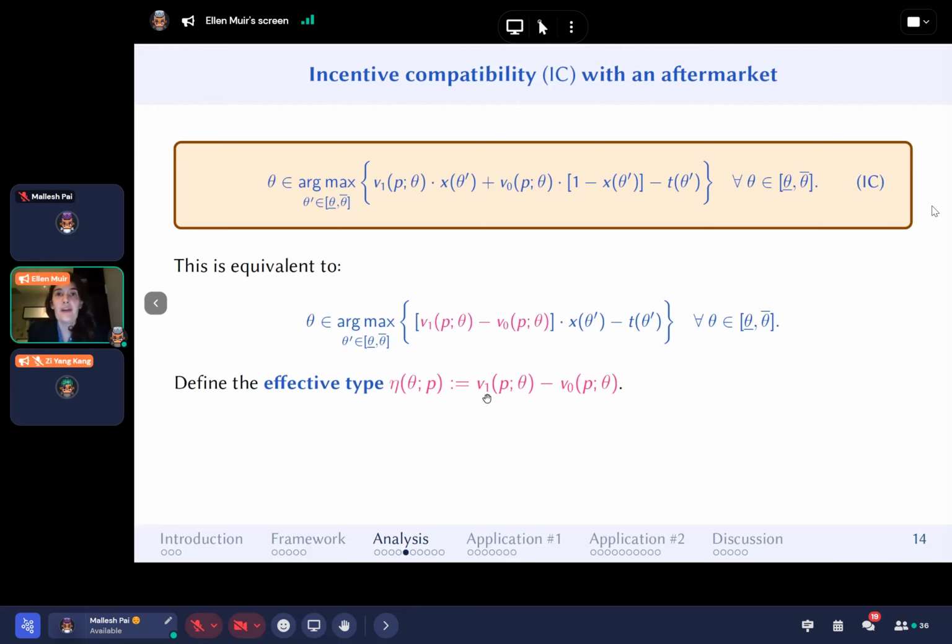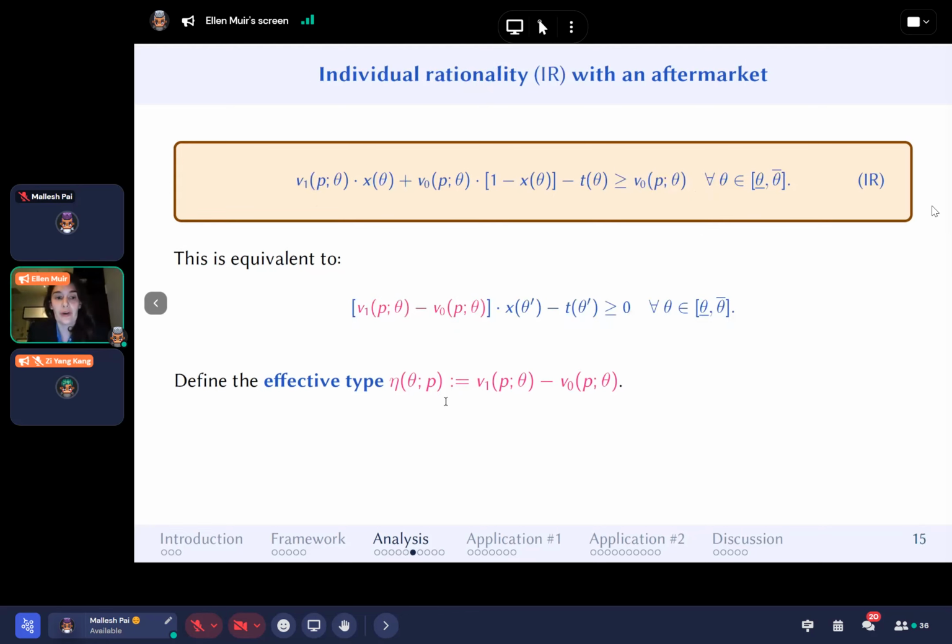And this effective type is basically the type that the agent is going to actually have the ability to screen over, because the only thing that the designer is able to influence is this primary market allocation, or this direct allocation X. But that's going to have an influence on both the continuation payoffs if the agent is versus isn't allocated the good in the primary market. So this effective type is intuitively the type that the designer actually has the ability to screen over when thinking about the optimal selection of the mechanism in the primary market, or the design market.